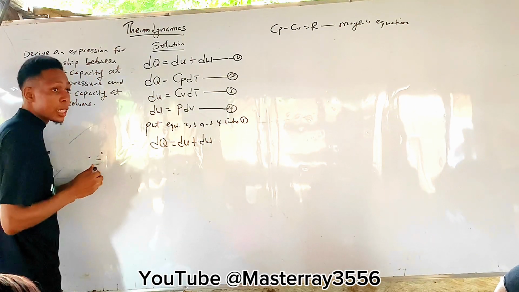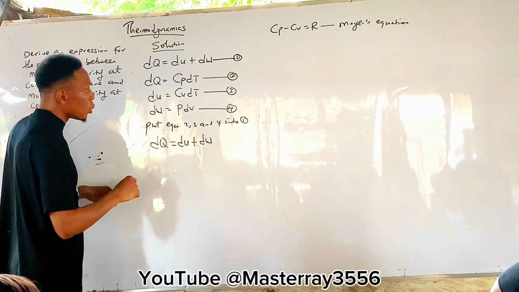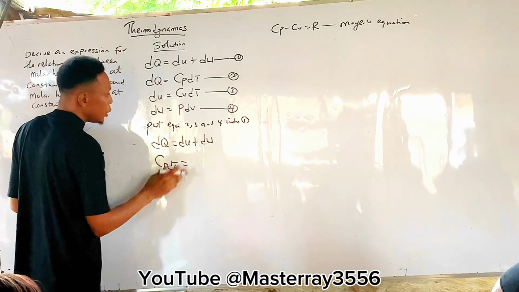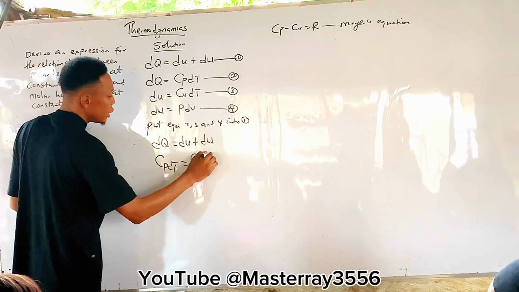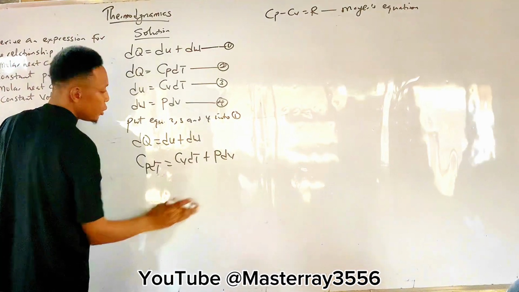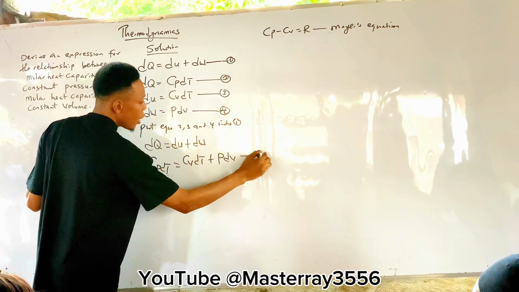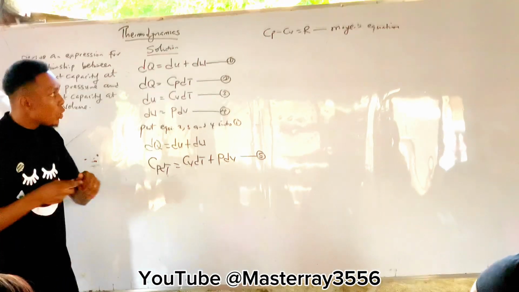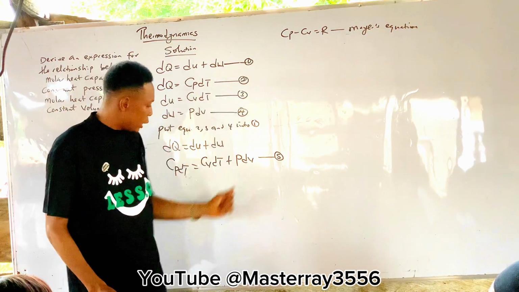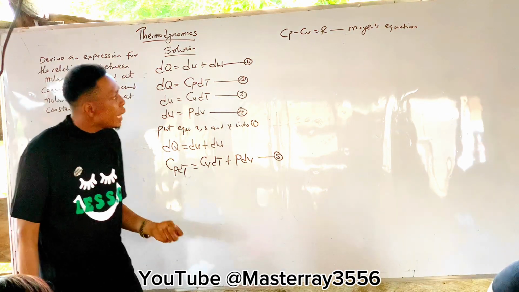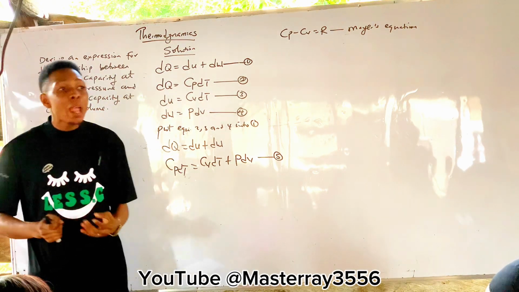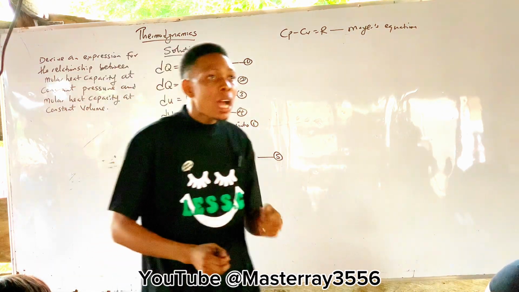You already know what dQ is now, right? Our dQ is written as Cp dT, equals dU, which is Cv dT, plus dW, which is P dV. So you can call this equation 5. Now this time around, if you observe, this is what they ask you to prove. In this equation, there's already Cp and there's already Cv. But is there anything like R here? No. Since there's nothing like R, we have to introduce R.